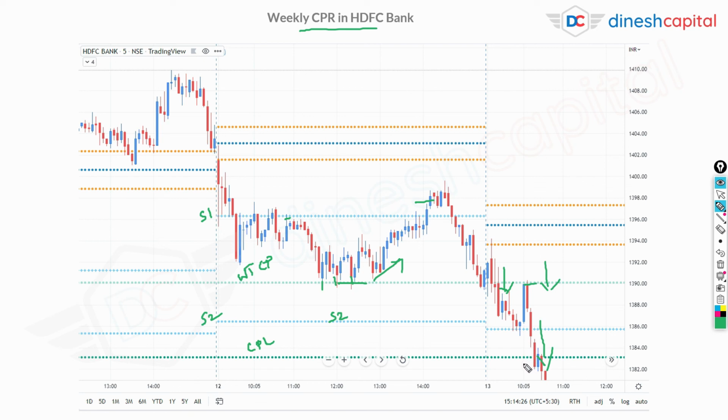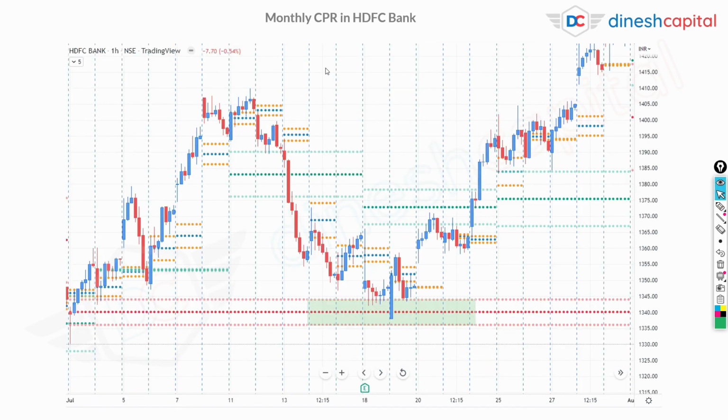Next, let's see an example on the monthly CPR level. We are looking at the same HDFC Bank chart of July. I have enabled both the weekly and daily pivot levels. The green color is weekly CPR levels, the orange color is daily CPR levels, and the red one is monthly CPR levels. Take a close look at 18th and 19th July.